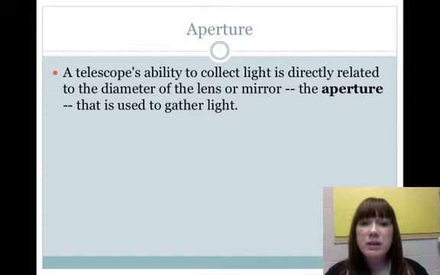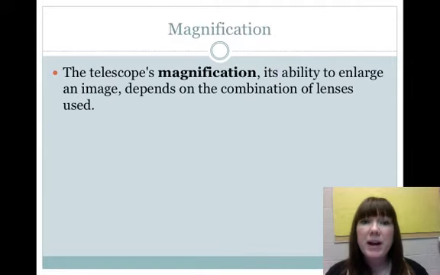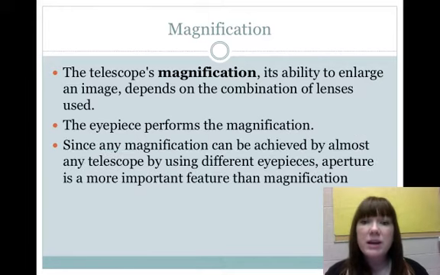A telescope's ability to collect light is directly related to the diameter or the size of the lens or mirror that it's using to gather the light, and so aperture really depends on the size of this. Generally, the larger the aperture, the more light that the telescope collects and brings into focus, and the brighter the final image. Now, magnification is just the ability to enlarge an image, and it's really the eyepiece that performs the magnification, and since any magnification can be achieved by just changing eyepieces, aperture ends up being a more important feature than magnification.